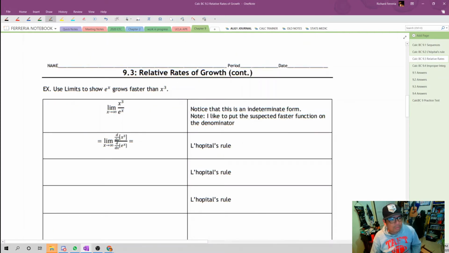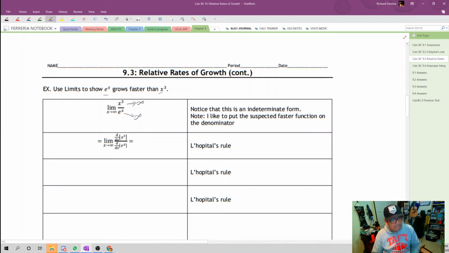Let's use our newfound conception to figure out which one grows faster, e to the x or x cubed. So we're going to make a ratio of x cubed over e to the x, and whichever function I think is going to grow faster, I tend to put on the denominator because it feels more satisfying to get a 0 limit than a not 0 limit. Both of these functions trend to infinity, so I'm going to use L'Hopital's rule to evaluate.